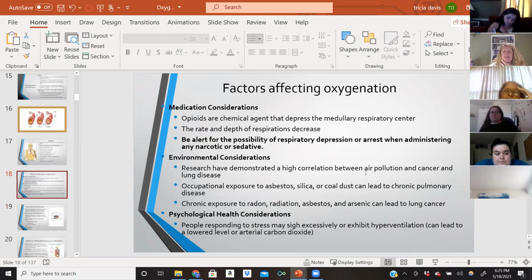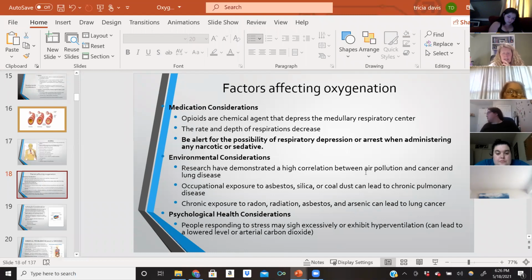Medication considerations also affect our oxygenation. So we know that opioids depress our respiratory center. So sometimes it's the medicines we give or the medicines that people take. It's going to decrease the rate and the depth of respirations.